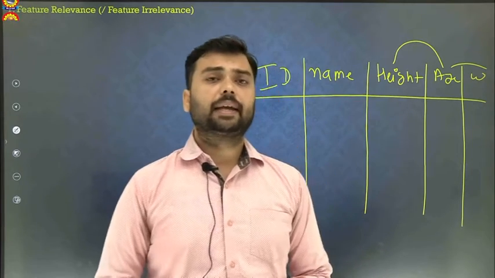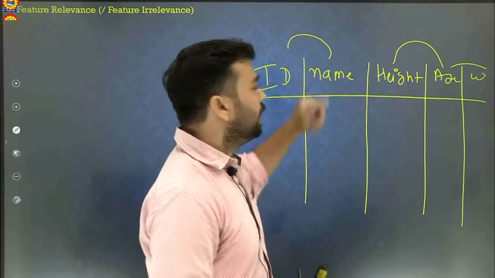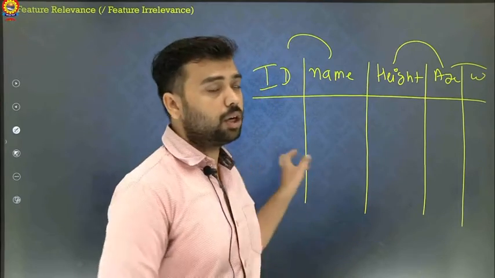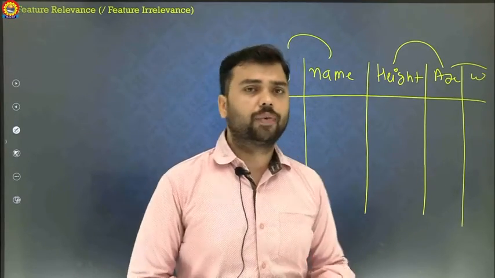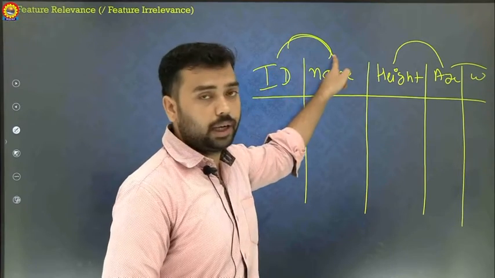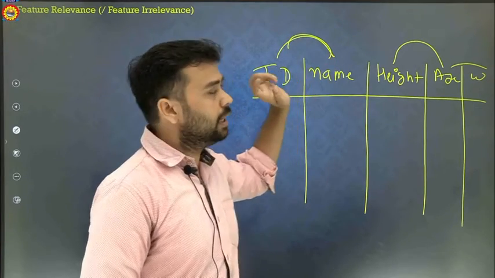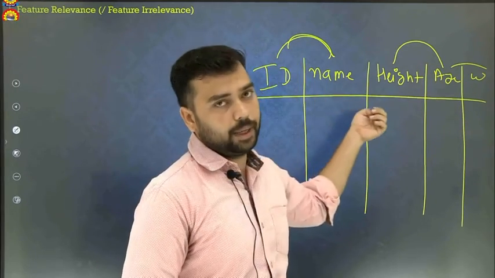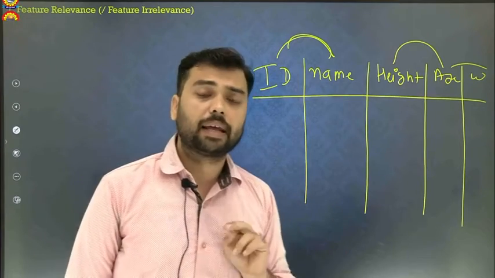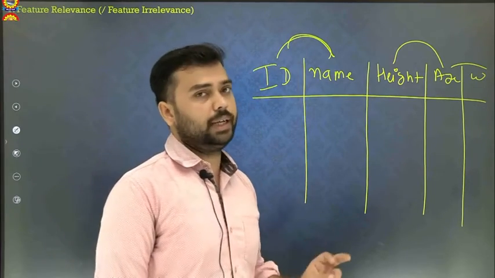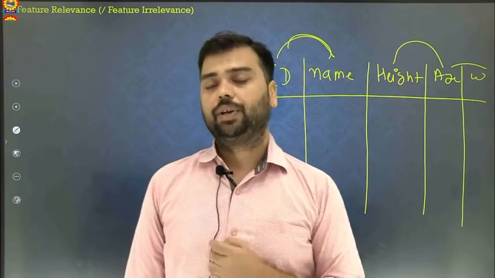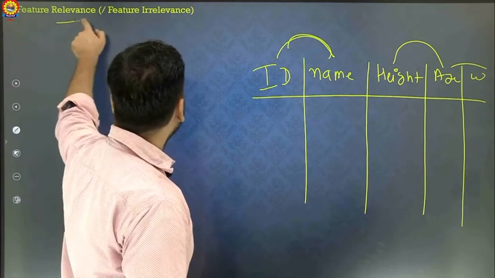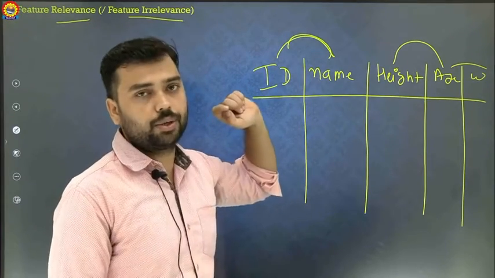But in the case of name and ID, they do not play much of a role in identifying the weight. So it is not much useful to identify the weight. So we can say these two are irrelative features. Irrelative means that with respect to the target value, the ID and the name do not affect it. So the features ID and name are irrelative, and the features age and height are the relative features with respect to the target value. Got the point? What do you mean by relative features and irrelative features? Have you understood? Yes or no?